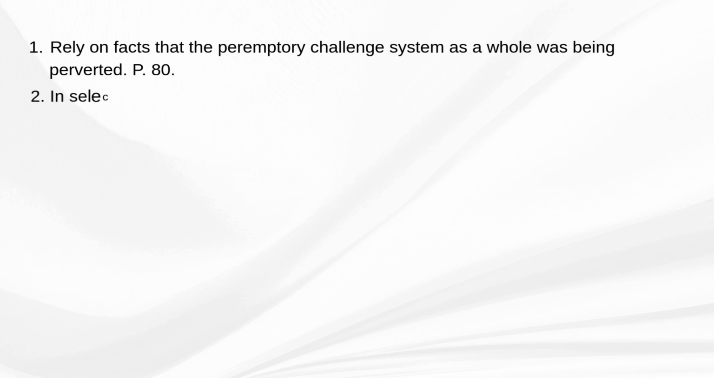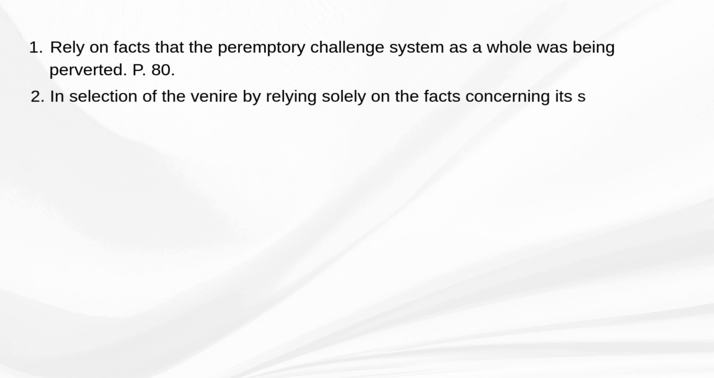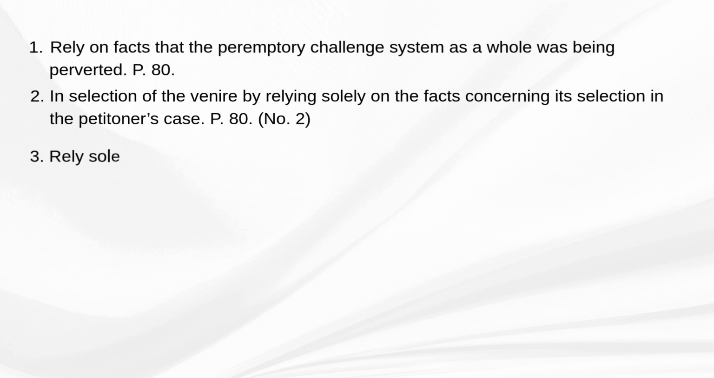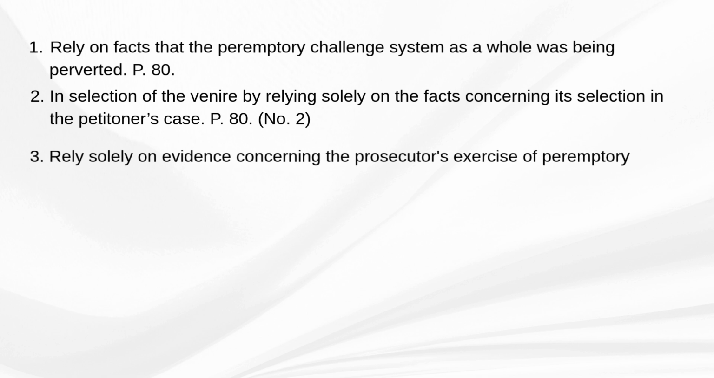Two, in the selection of the venire, relying solely on the facts concerning its selection in the petitioner's case. For example, facts that the prosecutor continues to give inconsistent explanations. Three, rely solely on evidence concerning the prosecutor's exercise of peremptory challenges at the defendant's trial. For example, where the prosecutor uses discriminatory language or comments during the voir dire that suggests discriminatory intent.